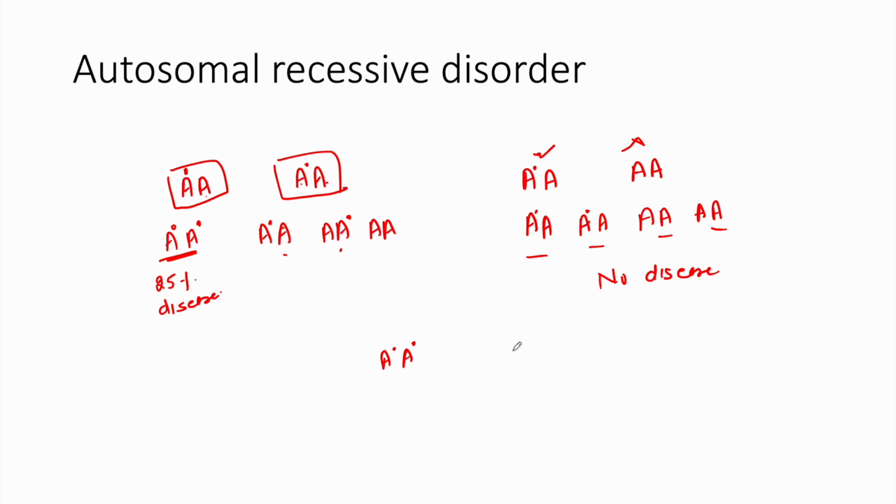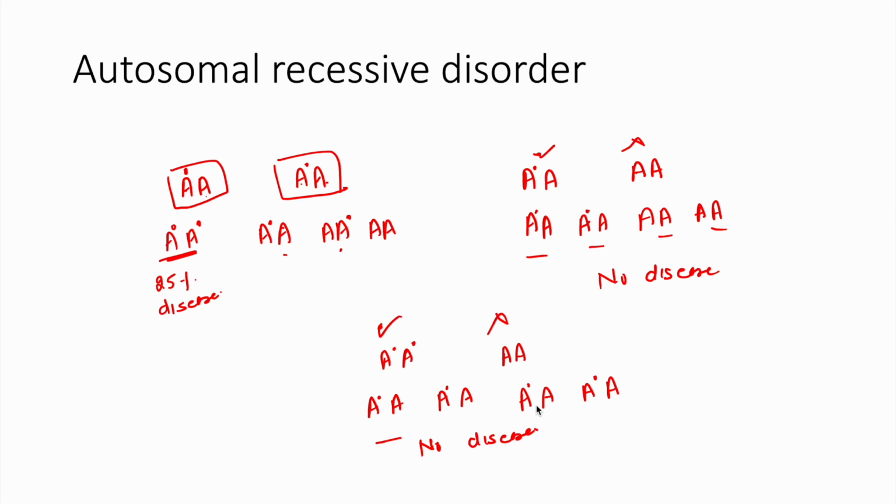Let's do a third example where one parent has the disease. It means the parent has two abnormal genes. Let's do a Punnett square. You multiply each chromosome with the others, because only one parent has abnormal genes, not the other parent. So you will see that none of the children got the disease. Okay, so it is important to remember: both parents should have an abnormal gene, and only then will the child get the disease.